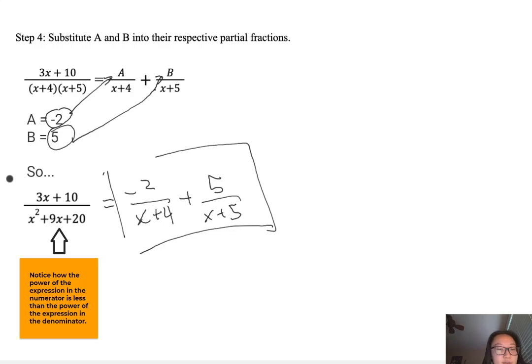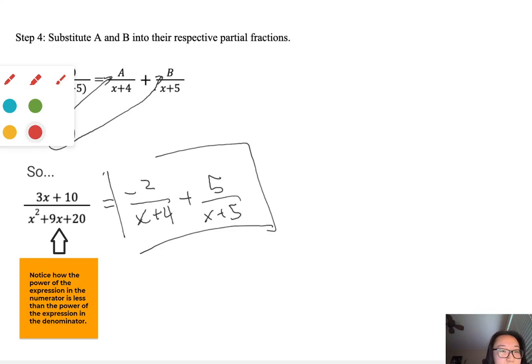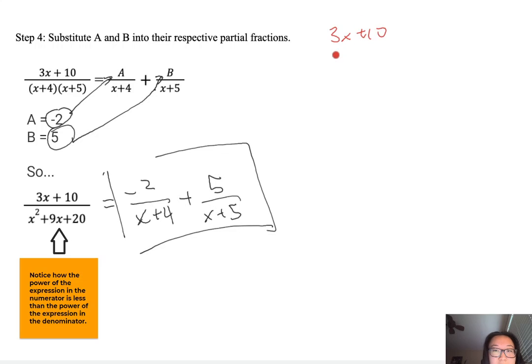Also, it's really important to notice how the power of the expression in the numerator, 3x plus 10, is linear. So it's to a power of 1. It's x to the first power. And notice how the power of the expression in the denominator is x squared. It's x squared.